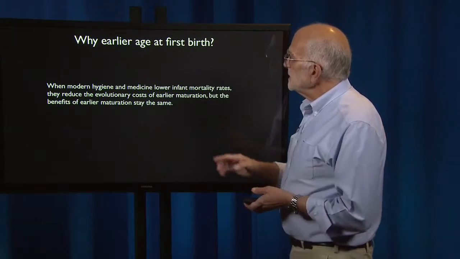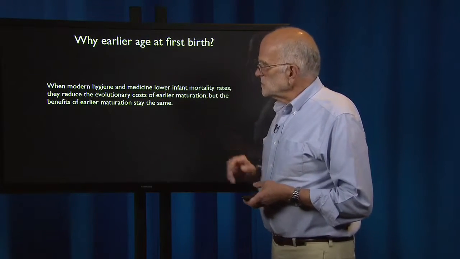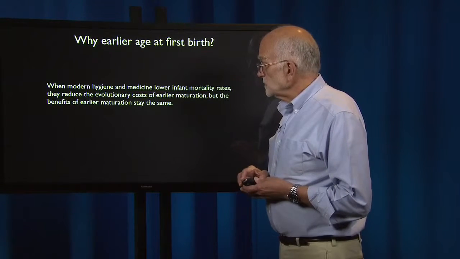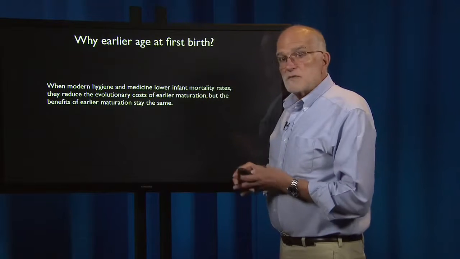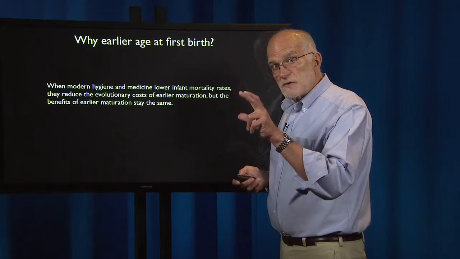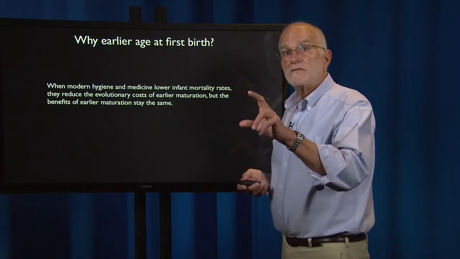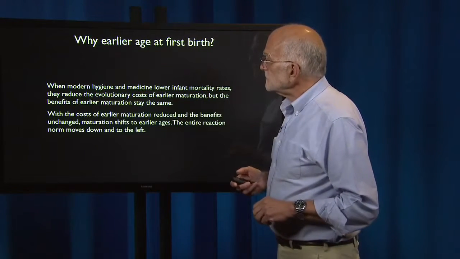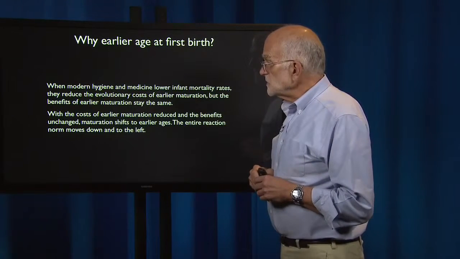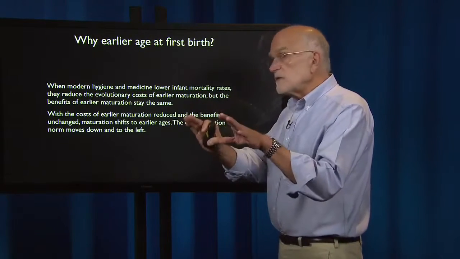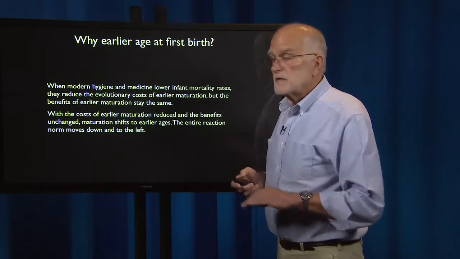When modern hygiene and medicine lower infant mortality rates, they reduce the evolutionary costs of earlier maturation, but the benefits of earlier maturation stay the same. So the cost-benefit ratio changes. It's become possible, and it pays off to mature earlier. With the costs of earlier maturation reduced and the benefits unchanged, maturation shifts to earlier ages. The entire reaction norm then moves down and to the left.